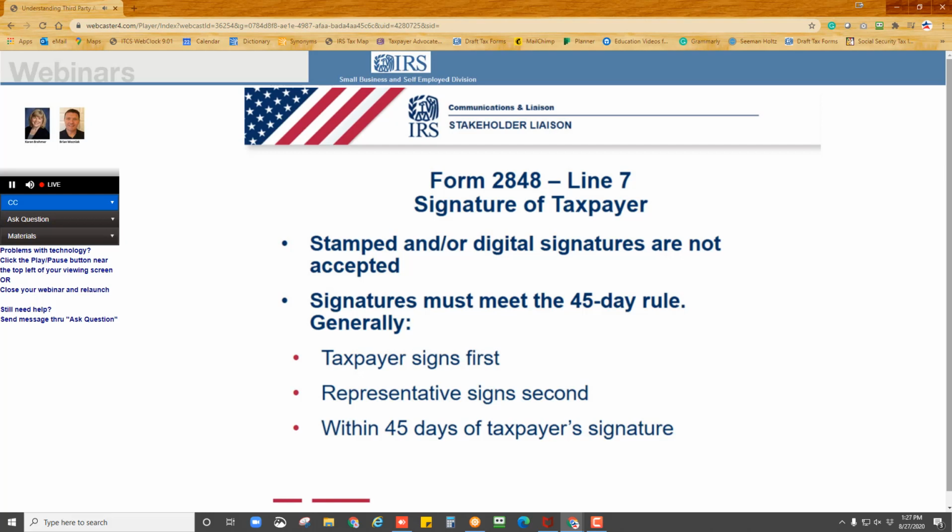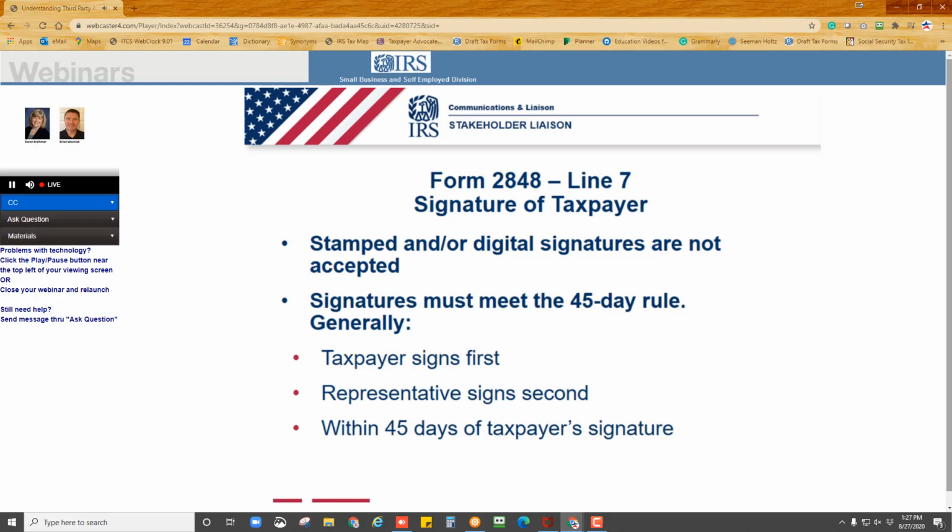Okay, I got it. Line 7, signature to taxpayer. Quite a bit of information here, actually. So the first item I'm going to open up with, the first bullet on the slide there: the IRS does not accept stamped or digital signatures. However, we do accept faxes. By digital, we mean, for example, a signature that is generated usually by a computer program like DocuSign. But a fax signature is okay because the taxpayer signed the form with a pen at some point and it's been faxed in, and that's fine.